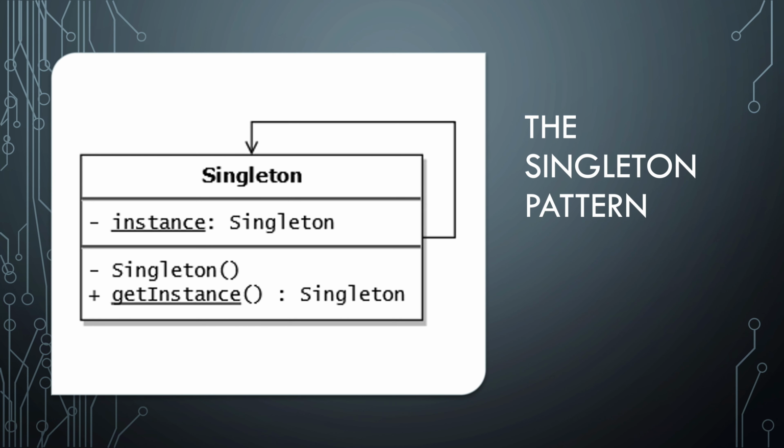This is what it looks like in UML. There's a method called getInstance that returns the instance of the singleton. And the constructor is private, so you can only access an instance via the getInstance method, and you can't create it yourself.